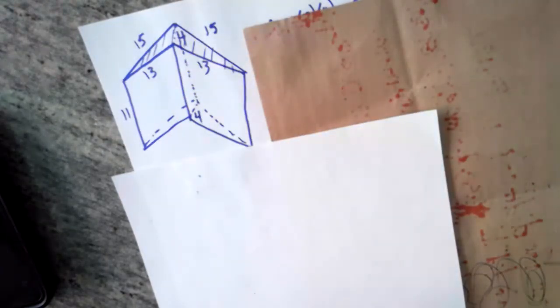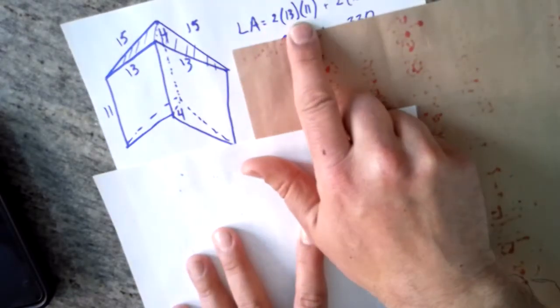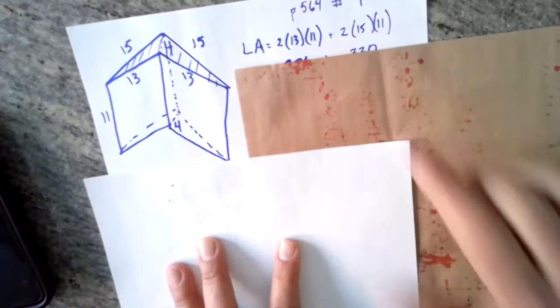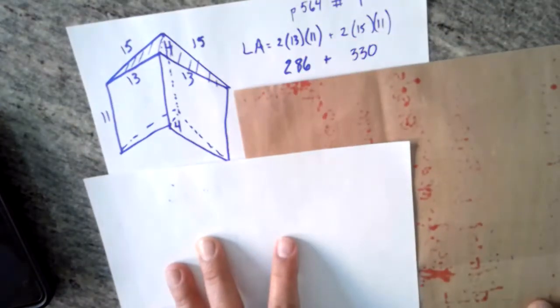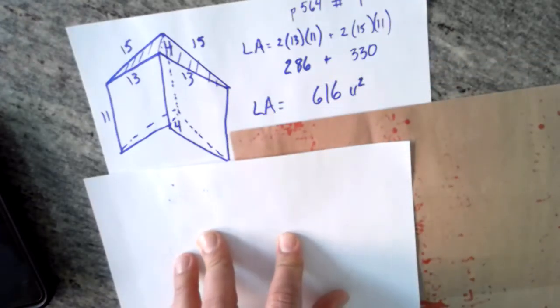So the lateral area contains 4 rectangles. So that's 2 that are 13 by 11 and 2 that are 15 by 11. So that gives you 286 plus 330. So the lateral area is 616 square units.